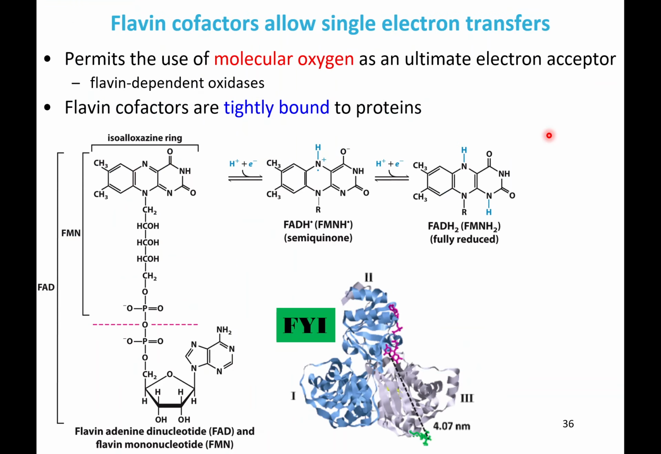Okay. Another cofactor that's used to transfer electrons is our flavin cofactors. So there's kind of multiple different flavins. Okay, and their structures are shown down here. And so let me go through these.